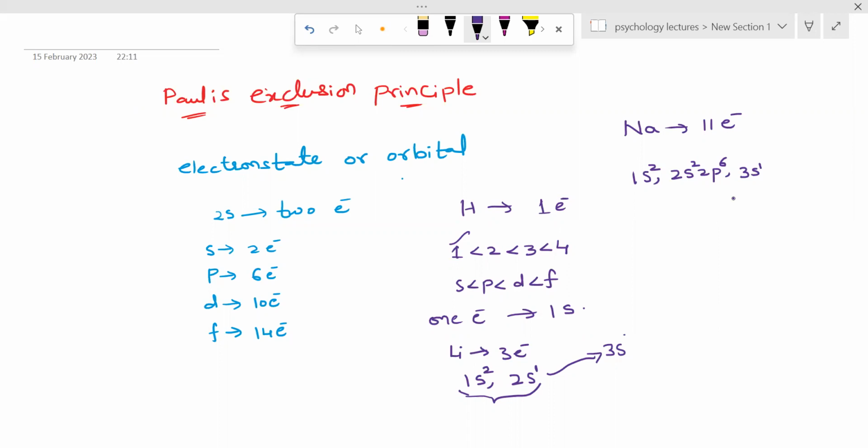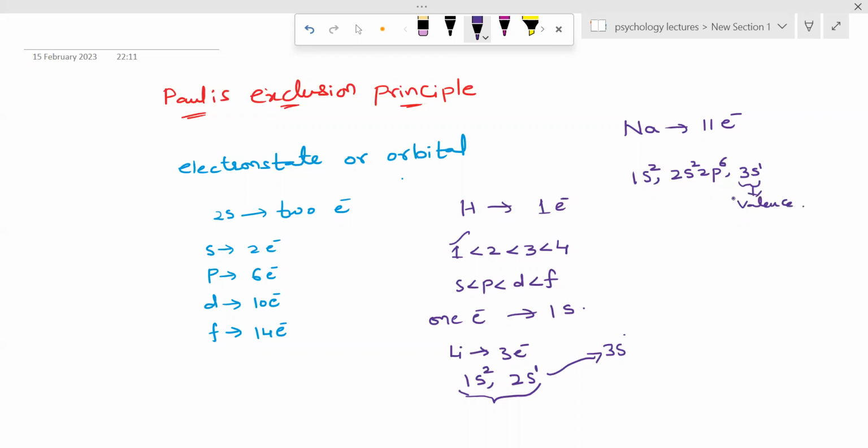Now, whatever electrons are present in the outermost shell, those are valence electrons. So here we can see that this 3s is the valence electron.